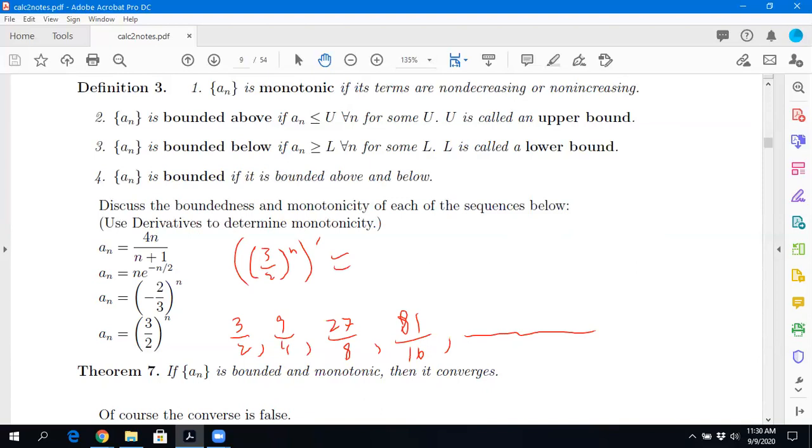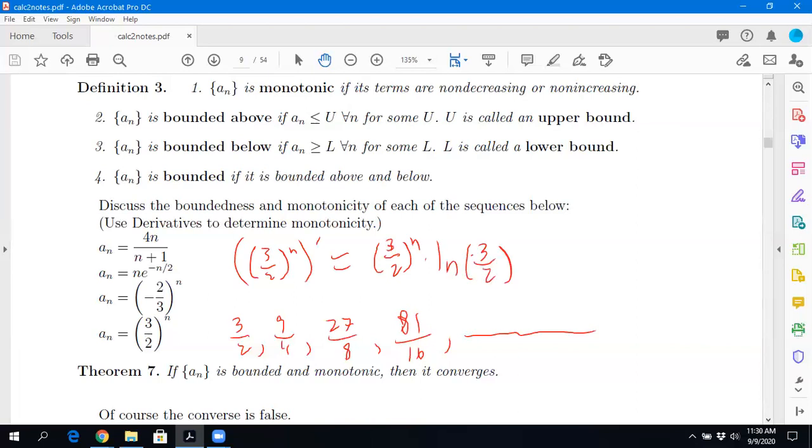What's that? Say again. It's like a to the n times the logarithm of the base. This is an exponential. It's not n to the 3/2. It's 3/2 to the n. Yes, it's an exponential. It's itself 3/2 to the n times the logarithm of the base.